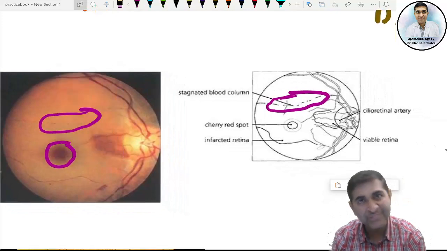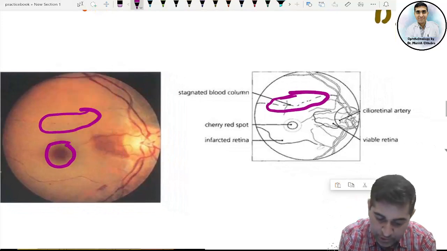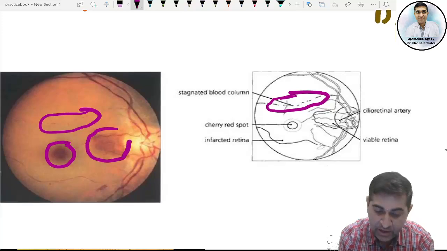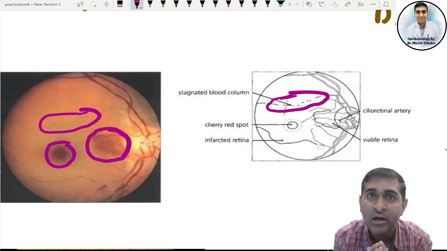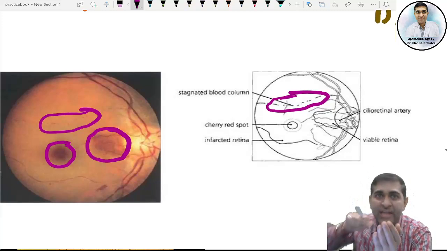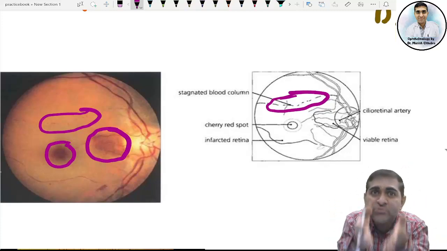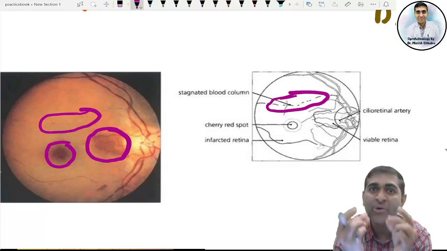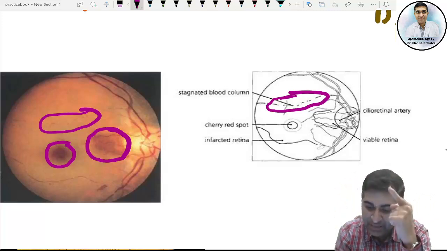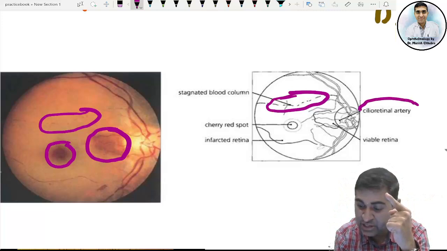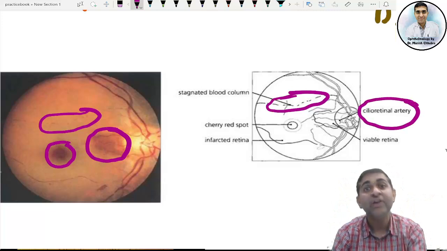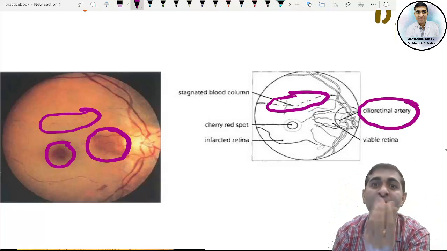But can you also appreciate that this part of retina is viable? Now you say, sir, if there is entire blocking of central retinal artery, how can this part of retina be viable? Because of a magical vessel. The name of that vessel, boys and girls, is cilio-retinal artery, which is actually a branch of short posterior ciliary artery.